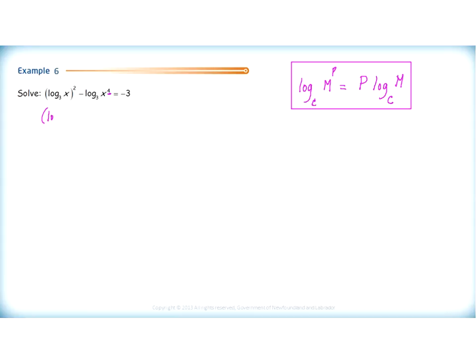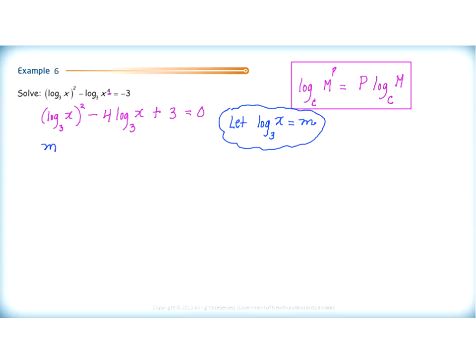So that leaves us with the log of x to base 3 all squared minus the 4 can be put in front of the log of x to base 3. Bring the negative 3 to the left-hand side, so you get plus 3 is equal to 0. So now, once again, we have it in a quadratic form. So what we'll do here is we will let the log of x to base 3 equal another variable. Let's let it equal m. So now we can rewrite it as m squared minus 4m plus 3 is equal to 0.